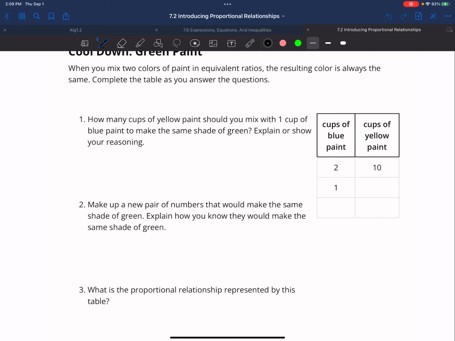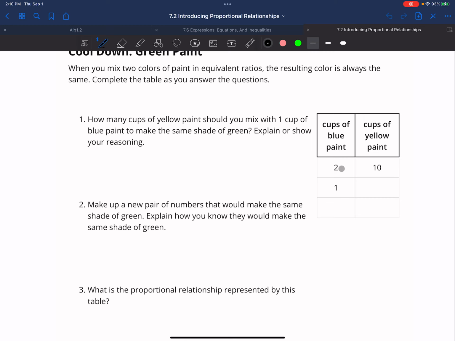So let's take a look at this quiz problem. When you mix two colors of paint in equivalent ratios, the resulting color is always the same. Complete the table as you answer the questions. How many cups of yellow paint should you mix with 1 cup of blue paint to make the exact same shade of green? Explain or show your reasoning.